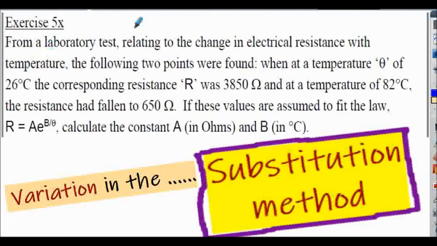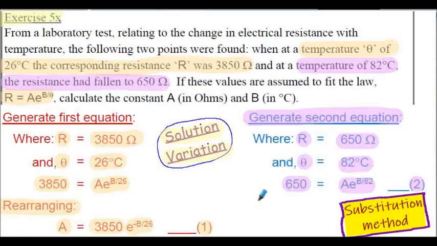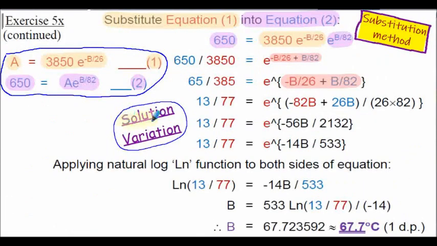Here's exercise 5x with a slight variation in the solution using the substitution method. We commence a problem in exactly the same way, generating equation 1 and equation 2 from the information given in the question, but the solution variation in exercise 5x occurs when we're solving for constant b. Again, the solution is the same down to this line shown here, but within this solution I've actually used fractions to calculate the exponent or the power of the exponential.